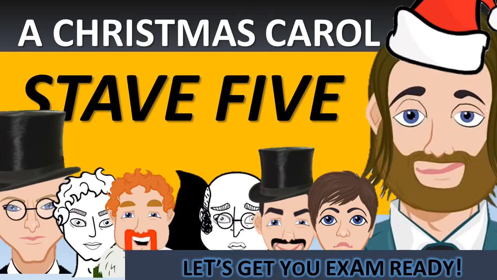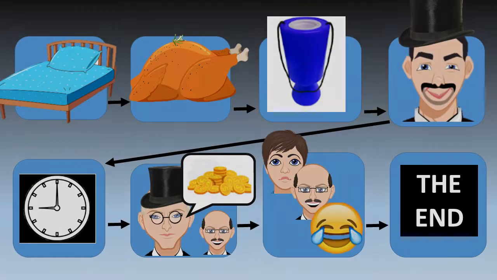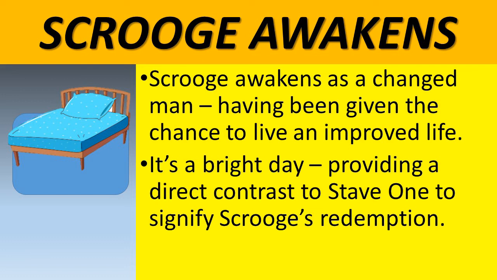Okay, Stave 5. In front of you now are 8 key images. Each one of those corresponds to a significant moment that takes place in Stave 5. By the end of our time together, you're going to be able to recall exactly what happens in the final chapter of the novella. And it begins with Scrooge waking up.